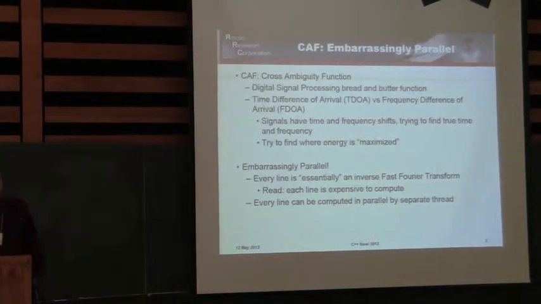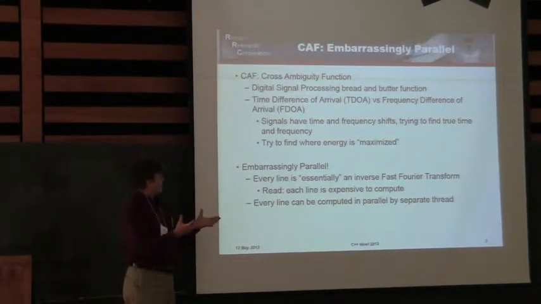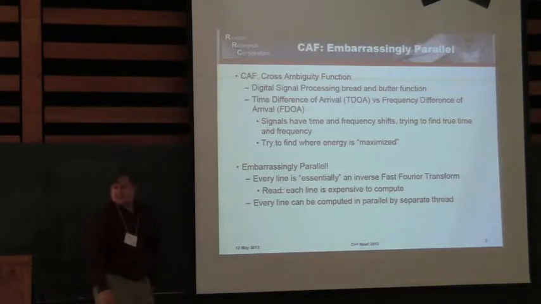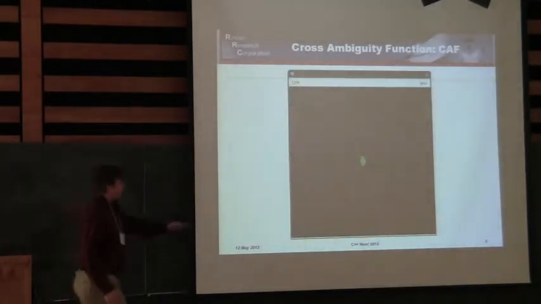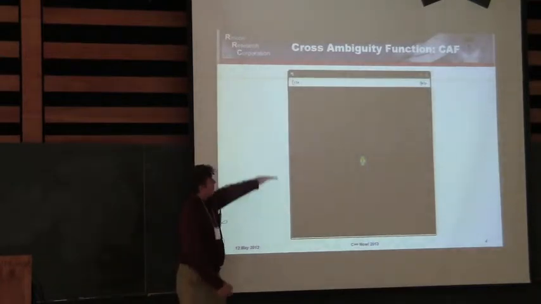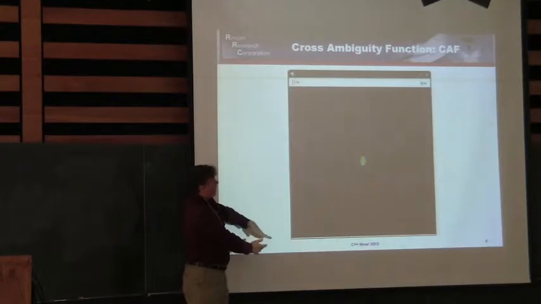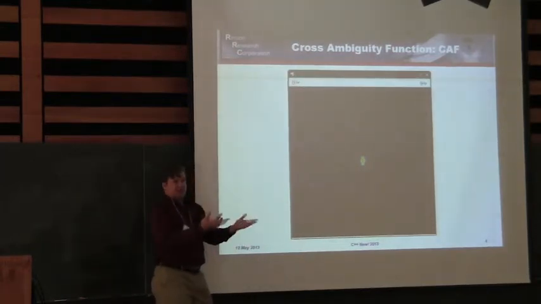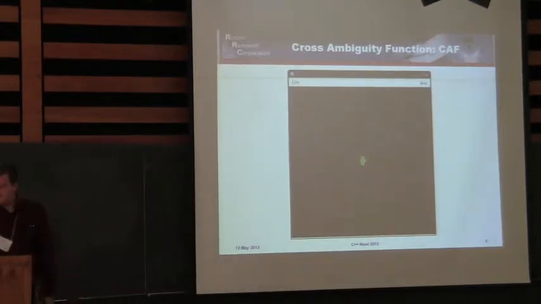This is not a seminar teaching you how to do CAFs, but I wanted you to at least have a sense of what the CAF is. It is an embarrassingly parallel computation. Every single line of the CAF could be computed in one thread if we wanted to. In this particular CAF, there's on the order of about 90 lines, 90 TDOA lines, and each one of these lines could be computed in parallel if we had a machine with 90 threads on it, okay? So it's an embarrassingly parallel problem.